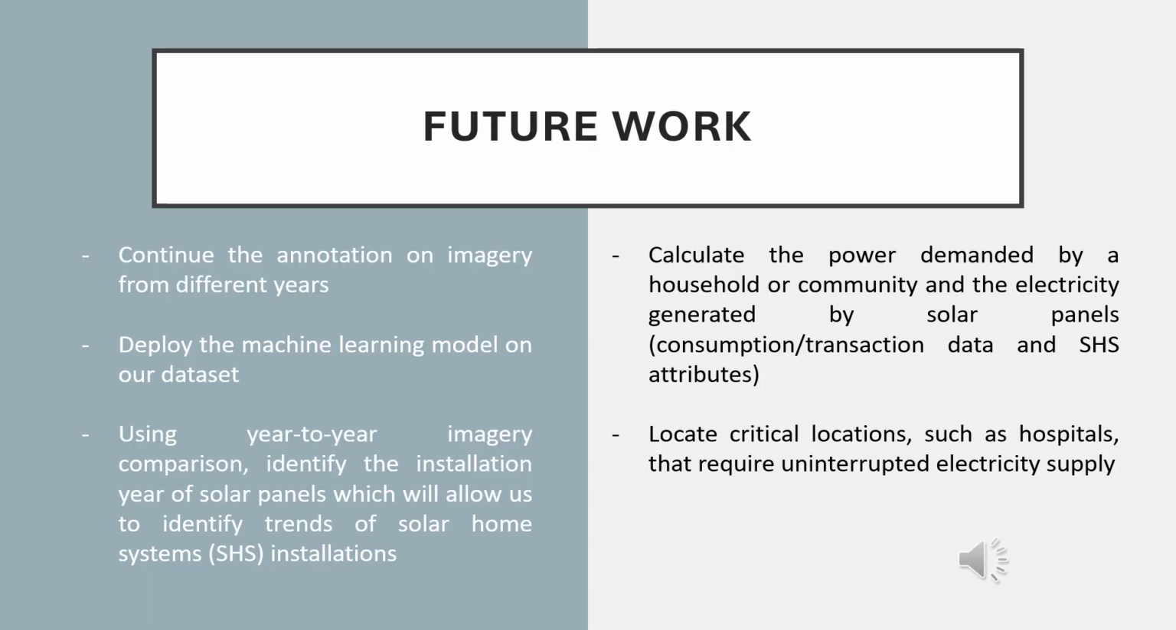This project is very interesting. Unfortunately, we didn't have enough time to finish all the work that was planned. So in the future, we hope to continue the annotations on imagery from different years. We can use the machine learning model that we talked about previously to automatically detect the location of new solar panel installations. In addition to that, we can identify the installation year of new solar panels. All of this information can help us suggest a more equitable load shedding schedule.